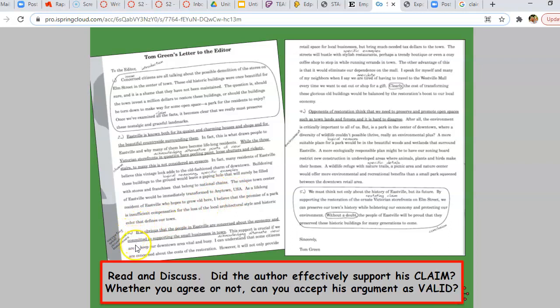His supporting details and examples, he's got the stylish restaurants, trendy boutiques. He includes an anecdote, some personal examples of how he's tired of having to drive to the Westville Mall every time to go out to eat or shop. He also points out that this would not be a great environmental space because it's downtown for a park and for the wildlife that would use that park.